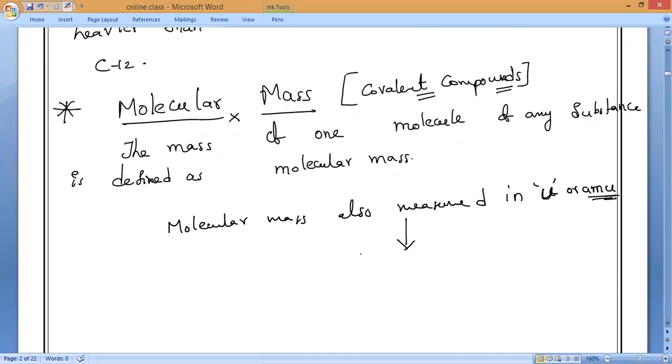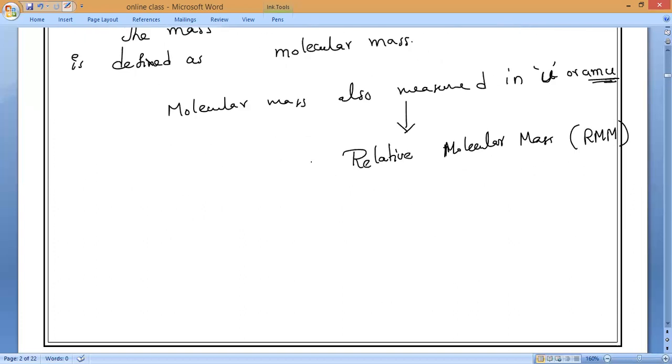So we will say it is relative molecular mass, RMM. Before that, we had relative atomic mass, RAM. Now this one, relative molecular mass, RMM. Is it okay, everybody? This one is also compared with 1/12 part of carbon-12. That is what you have to remember.